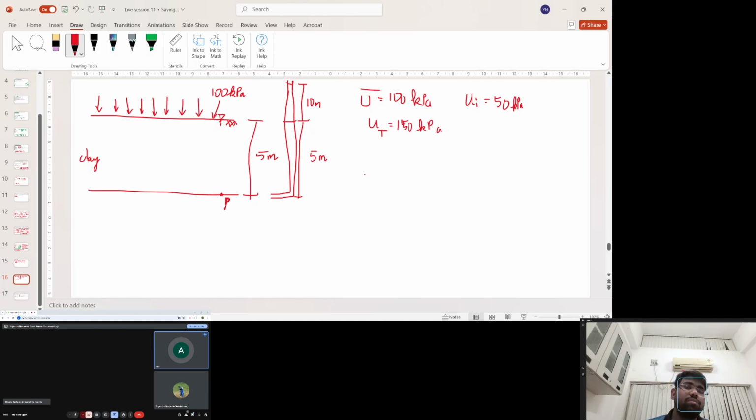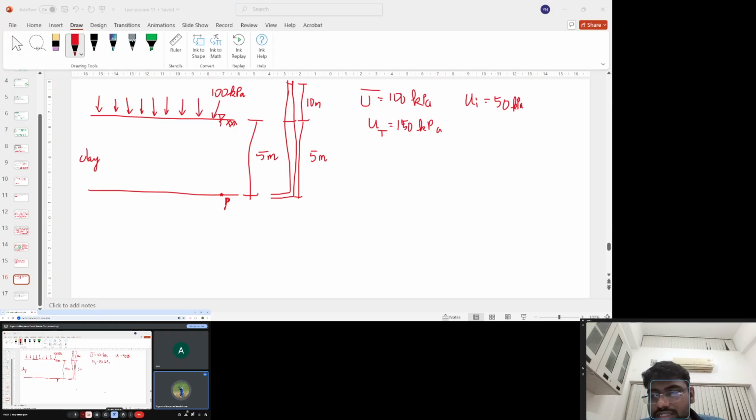UT will not be 0. Ideally it should be equal to 50, but the settlement is also happening. So practically it should be a little bit greater than 50, because the 100% consolidation may not take place, and permeability is also getting reduced.